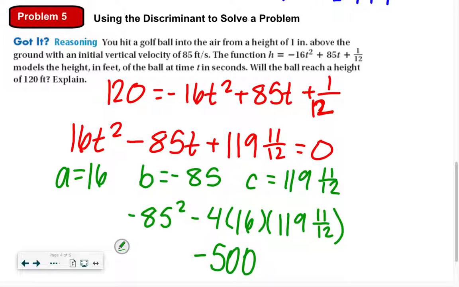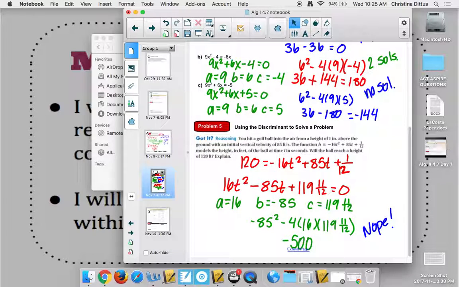So if my discriminant is negative, how many solutions do I have? None. So the question asks, will it ever get that high? If I have no solution, will it ever get that high? No. Okay. Questions?